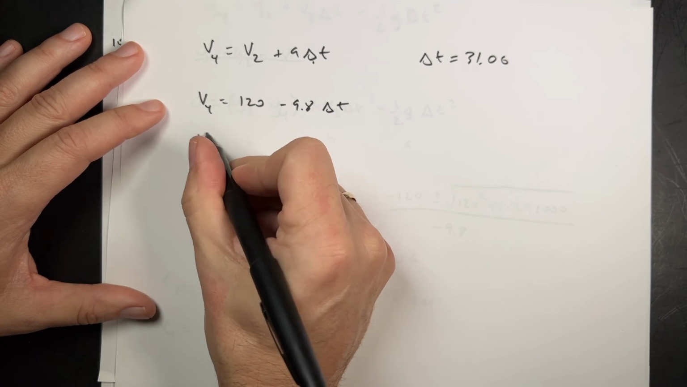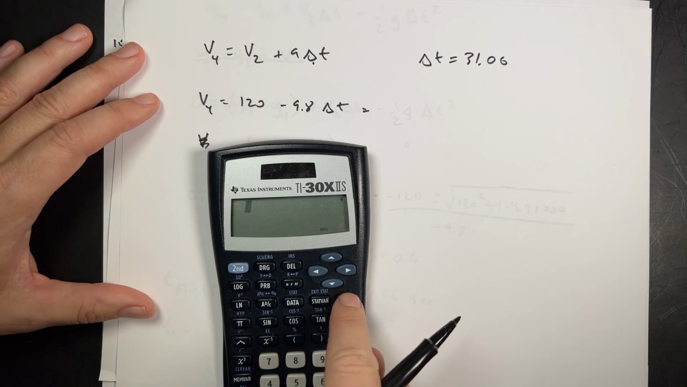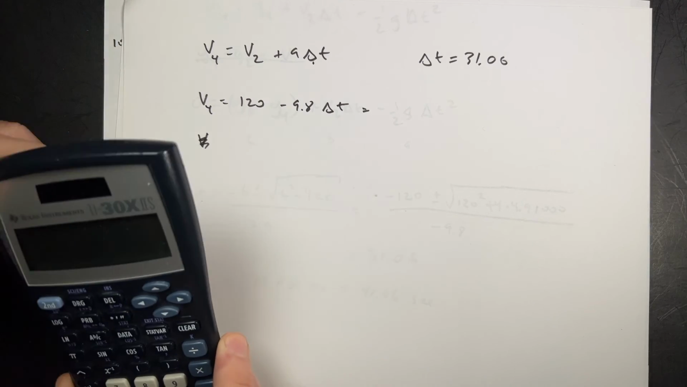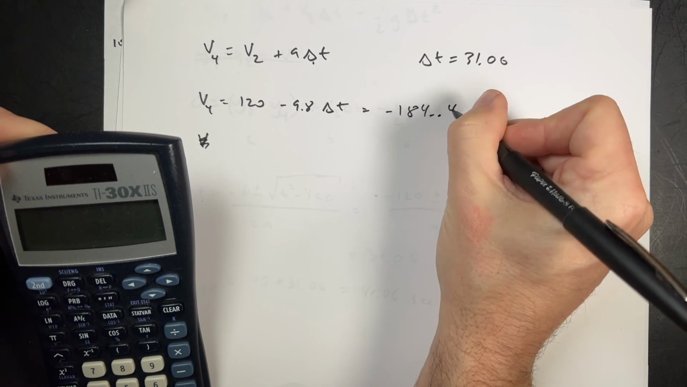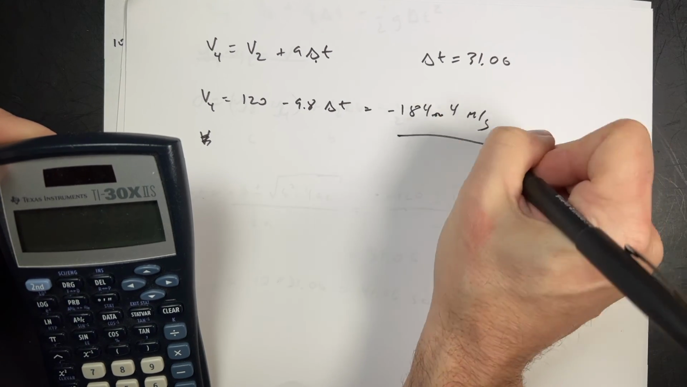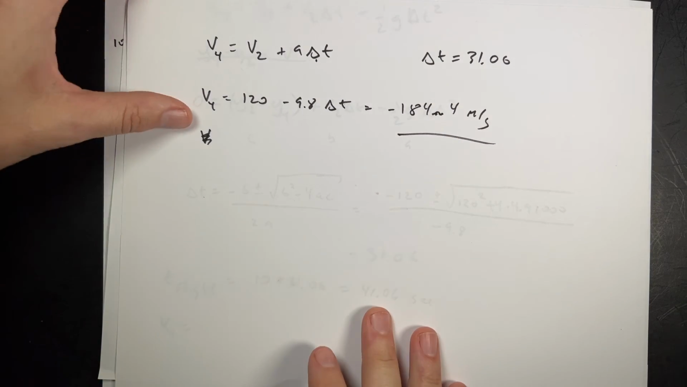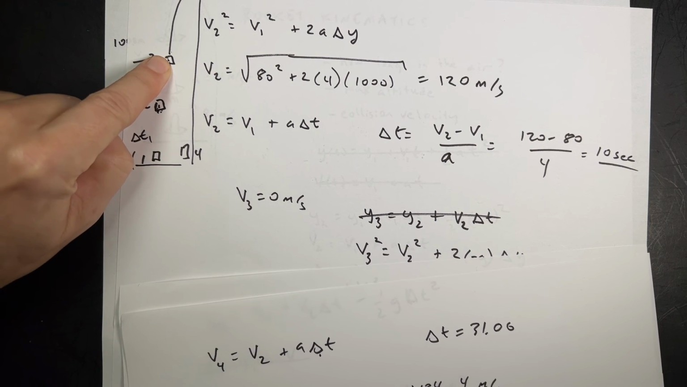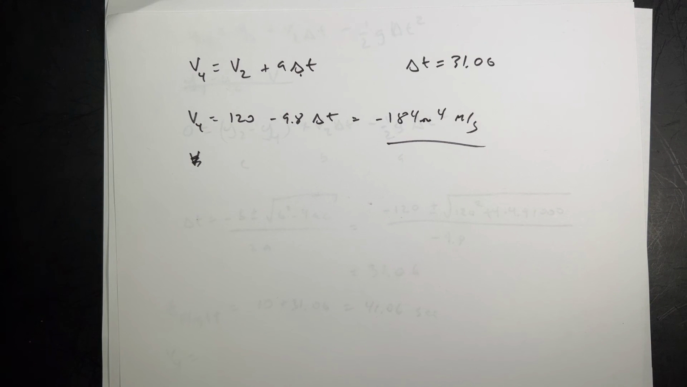So I'm just going to put that in. 120 minus 9.8 times 31.06 equals. And I get negative 184.4 meters per second. And that's negative, that's good, and faster than both it started and faster than up here. Because if it starts up here and it goes up and then back down, it's going to speed up more than that. So that seems to be pretty good.